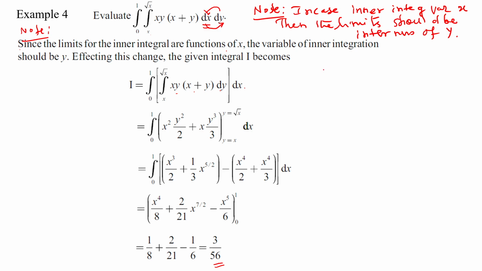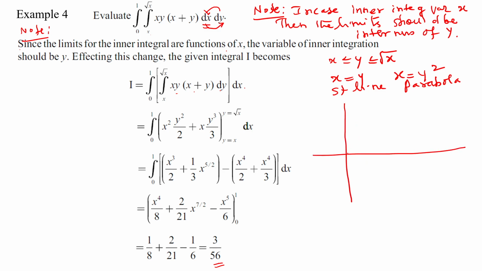So what is the y limit here? x less than or equal to y less than or equal to root x. What are the two shapes here? x equal to y and x equal to y square. It is a straight line and it is a parabola. Okay, how to draw this?